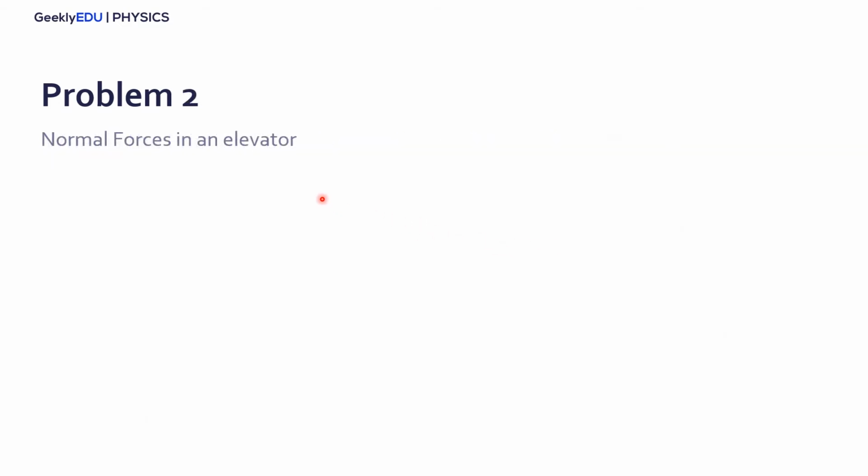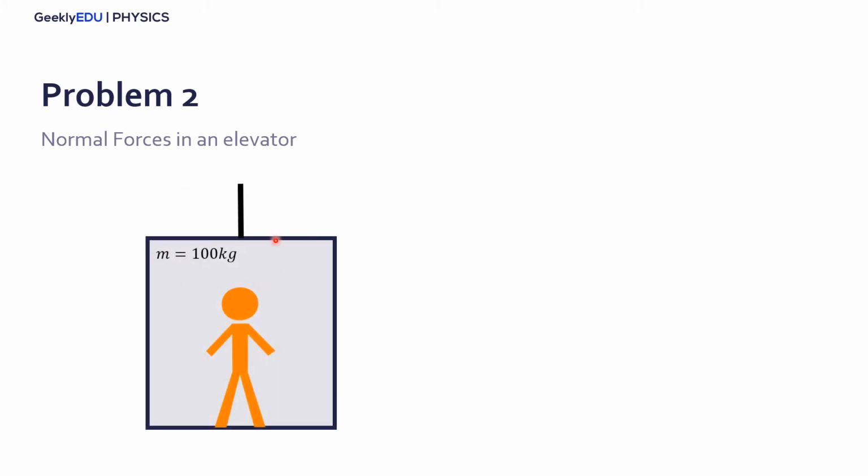Okay, for this problem, to better understand normal forces and how it can be misleading, let's calculate the normal forces in an elevator, alright? So I have this situation here, a man that weighs 100 kilograms in this elevator, and we want to calculate the normal force. So let's assume first that the elevator is not moving and there's no acceleration, alright? In this case, the net force is 0. Everything is in equilibrium, nothing is moving, so the net force is 0.